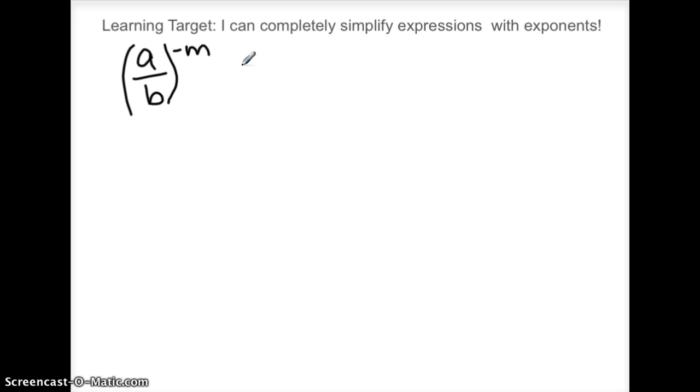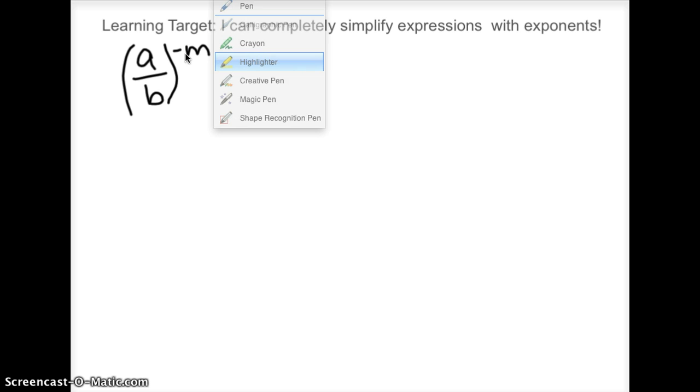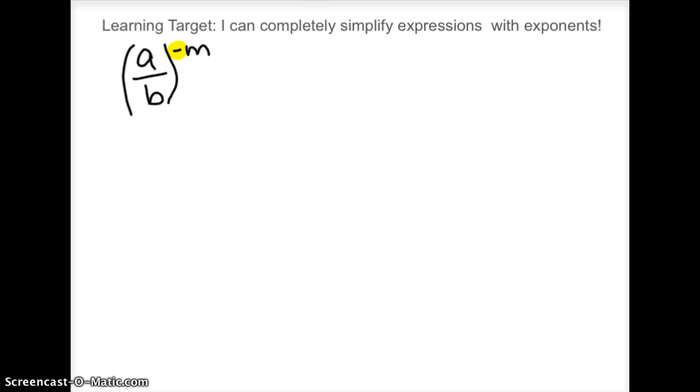Now remember, in our previous lesson we learned that when you have a negative exponent you flip the fraction, or if something's on top it moves to the bottom of the fraction, or if it's on the bottom with a negative exponent, it moves to the top to get rid of that negative. So that's what we're going to do here. To get rid of this negative on our power, we actually want to flip-flop the fraction.